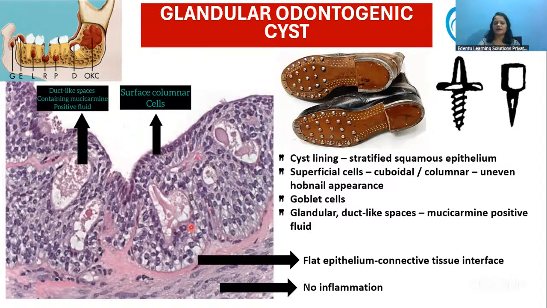The epithelial connective tissue interface is usually flat. No rete ridges are usually seen. And since it's a developmental odontogenic cyst, no inflammation is usually seen.